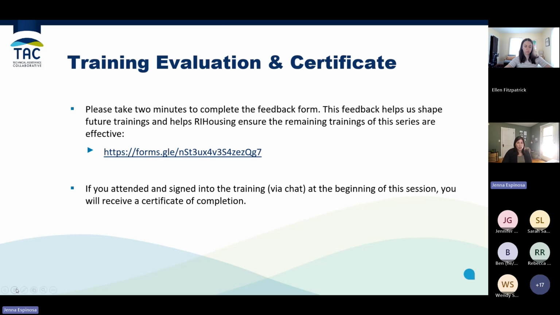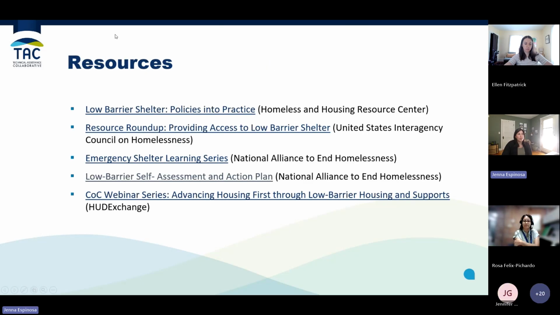The slides will also be going out, and we've included a slide that has some resources on it so you can dig deeper. One thing I'll flag is this low barrier self-assessment and action plan. If you are bought into this idea of low barrier shelter, this is a good next step, to do this self-assessment that's a bit more specific about policies in your shelter and action planning. So hopefully you left today with some specific practices you can take back to your shelters and your system and really talk through.